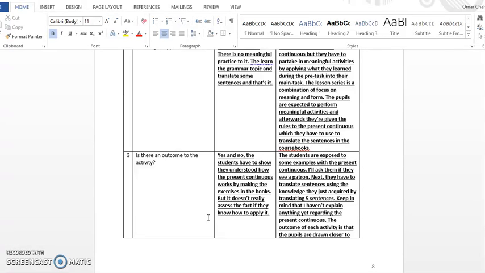I haven't given them the rules. I haven't given them the exceptions to the rules. I just wanted to expose them to the present continuous. They don't have to do anything with it yet at this stage. They only have to think and see if they can see a pattern to the present continuous.